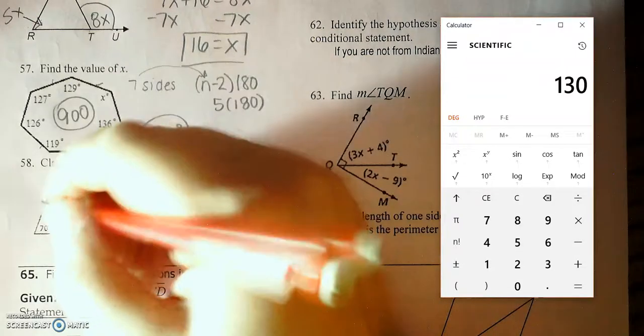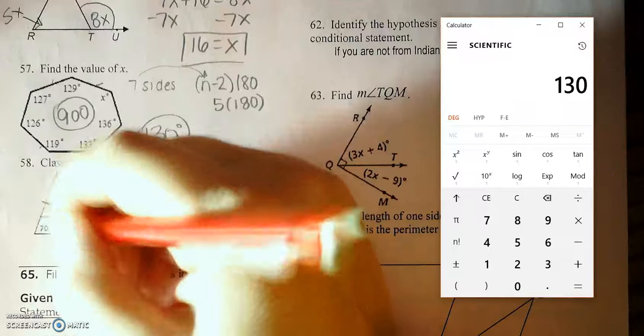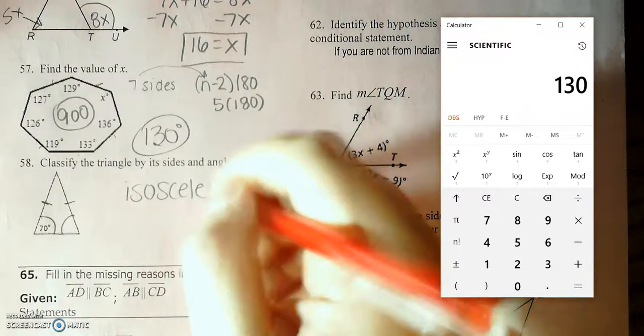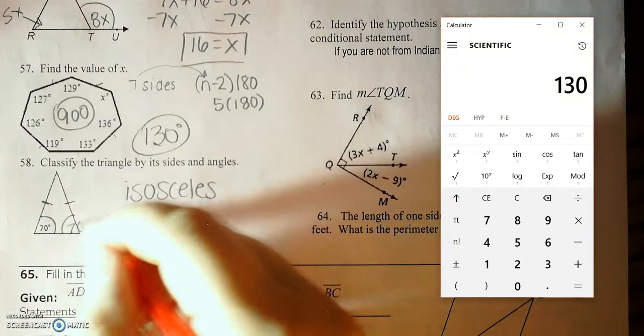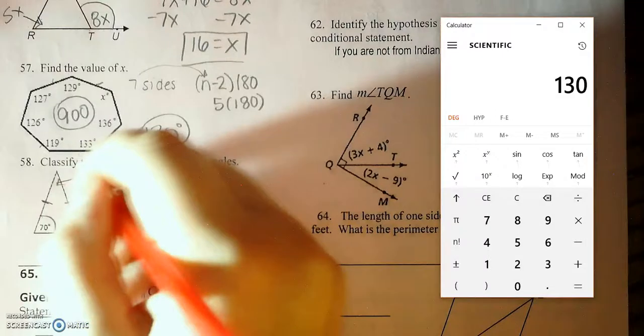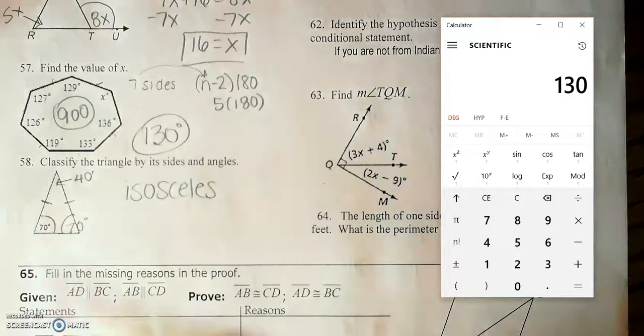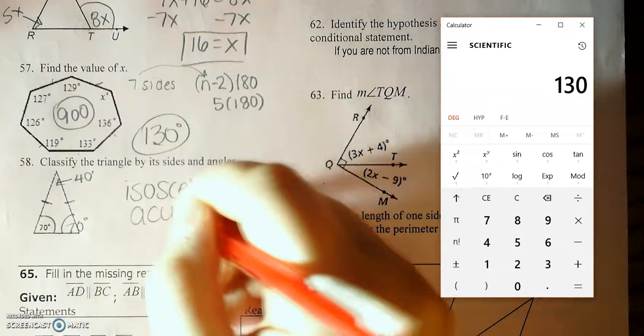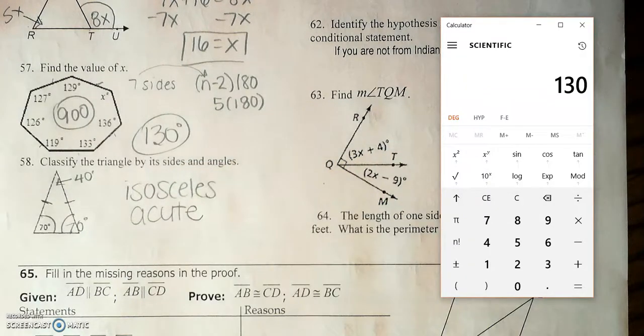All right, automatically here we have 2 sides marked the same, so we've got an isosceles triangle by the sides. And this is 70, this is 70. If it's an isosceles triangle, that would force this angle to be just 40. Every single one of those angles is less than 90, so this would be called isosceles, and it would be called acute based on the angles of the triangle.